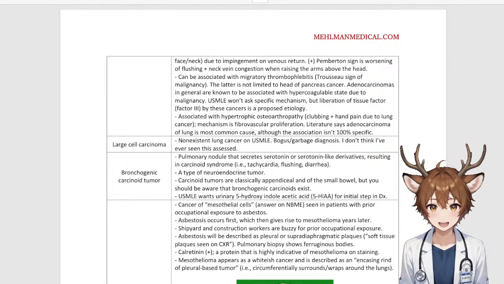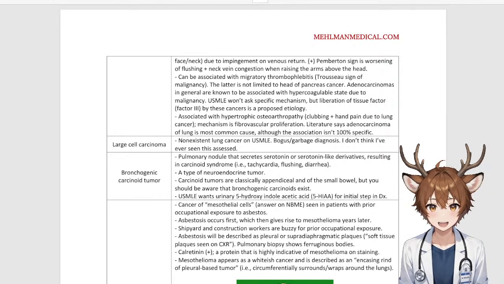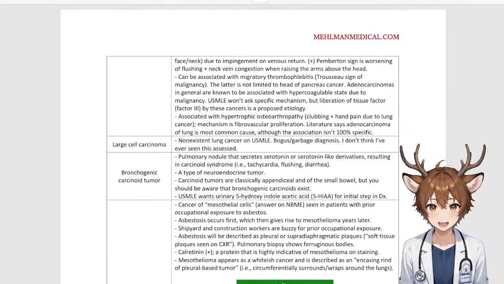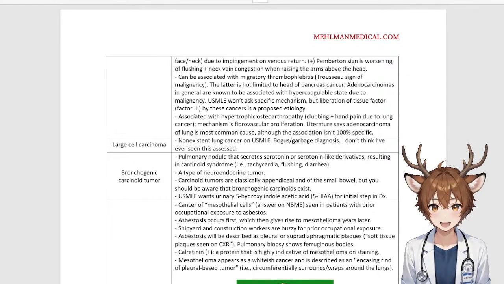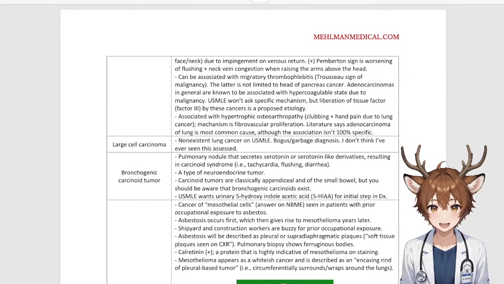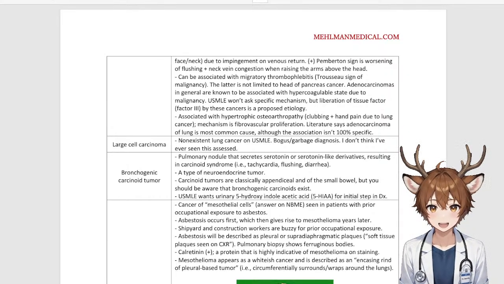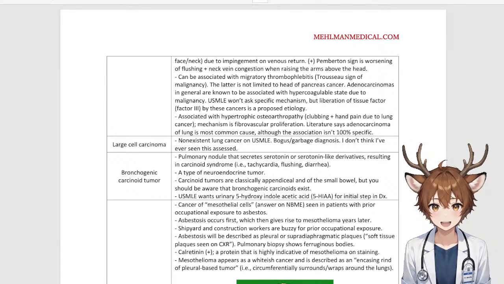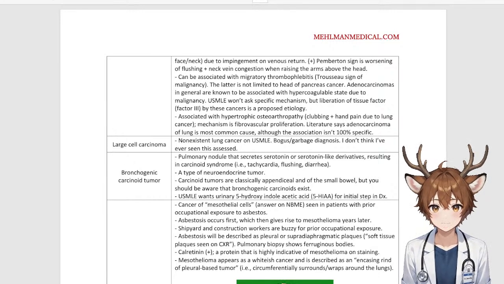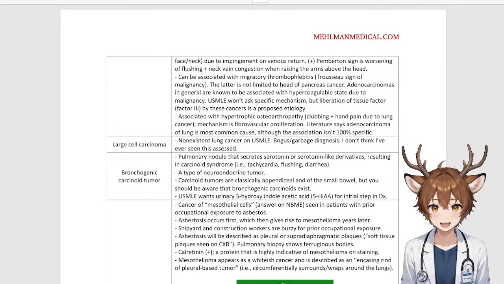Can be associated with migratory thrombophlebitis like Trousseau sign of malignancy. The latter is not limited to the head of pancreas cancer. Adenocarcinomas in general are known to be associated with a hypercoagulable state due to the malignancy. USMLE won't ask the specific mechanism, but liberation of tissue factor by these cancers is the proposed etiology. Associated with hypertrophic osteoarthropathy, clubbing plus hand pain due to the lung cancer, the mechanism being fibrovascular proliferation. Literature says adenocarcinoma of the lung is the most common cause, although the association is not 100% specific.